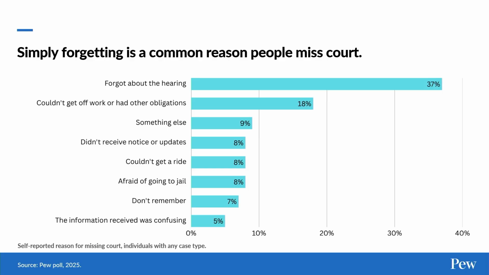So this information on the screen here is from the same poll that our team did in 2025. When we asked folks if they had ever missed court, and they said yes, we asked them why. Why did you miss court? And overwhelmingly, the number one reason was that they simply forgot. This is something that we all deal with. When folks were thinking about the last appointment that they missed, how many folks just forgot? A lot. That is a big reason why we all miss things.